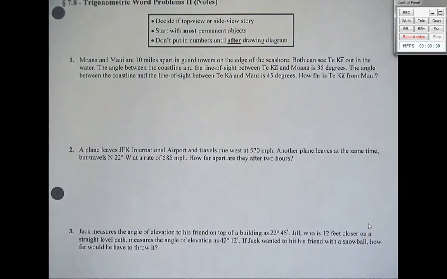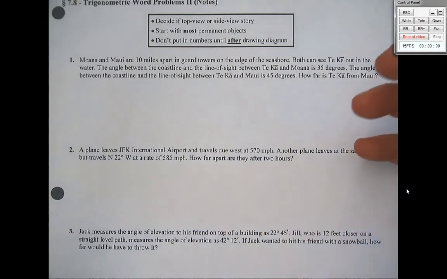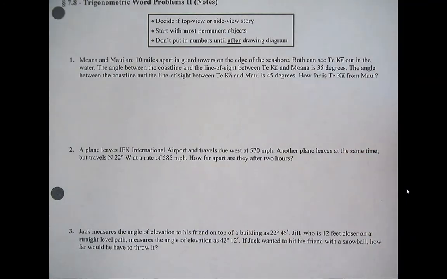So don't ignore physical things because they seem like they're obvious parts of the story. We still have the seashore, which means we have land, and we also have what? Water. And then we have this Taka creature out in the water that's attacking the land where Moana and Maui are guarding. So what's the most permanent of those things? I would say the most permanent would be the shoreline and the water. So let's start off by drawing.